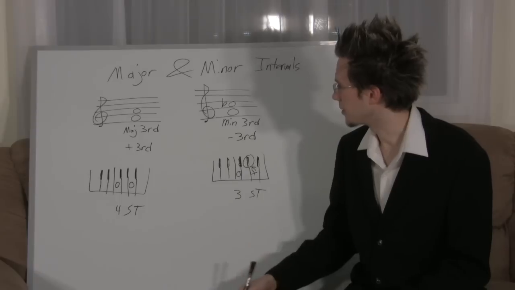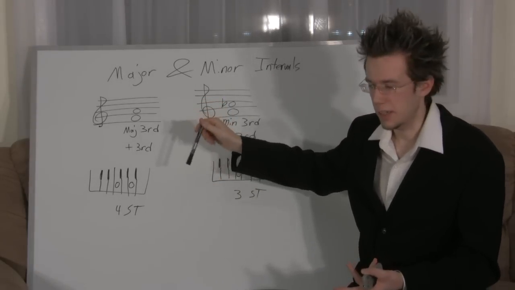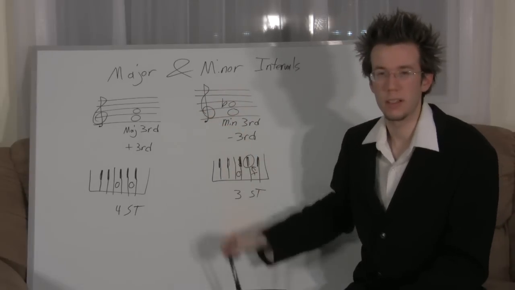Okay, so you basically go through the major scale, and if it doesn't fall on it, what do you do?